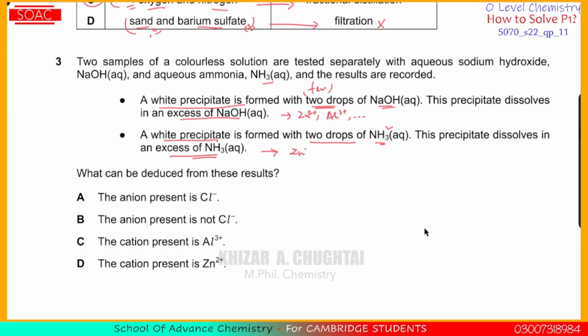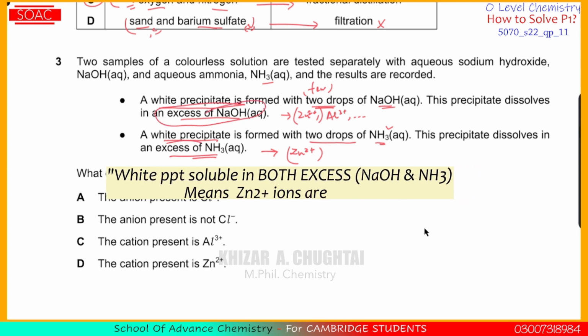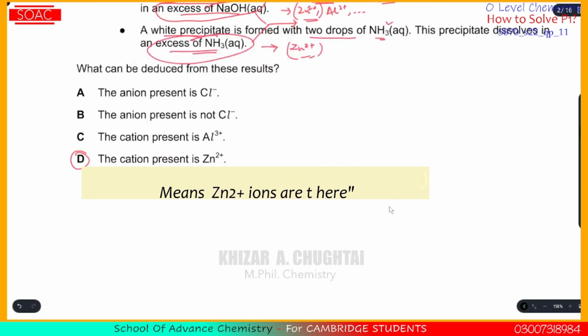Here, as far as the O-level chemistry syllabus is concerned, there is only one option, that is the zinc one. So basically the common metal ion that is soluble in excess of both sodium hydroxide and ammonia is zinc 2 positive ion. What can be deduced from these results? So zinc 2 positive ion, very quickly D is the correct option. This cation is zinc 2 positive ion.